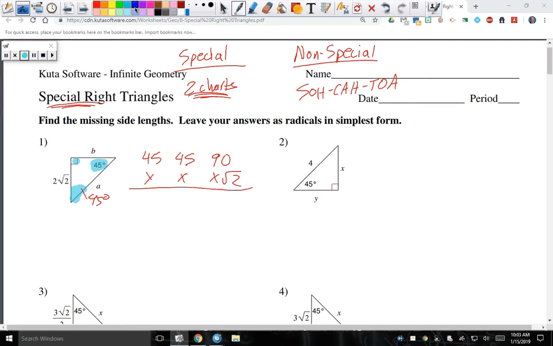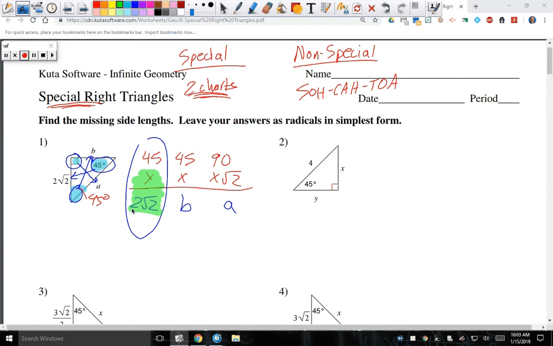Now, I want you to put yourself where the angles are, and you're going to look opposite from where the angles are. This 45, looking opposite, you can put it in the column, is 2 root 2. Opposite from this 90 degree is this little a, and opposite from this other 45 is this b. Okay? The ones that you're trying to solve for are the ones that you can set equal to each other and just solve for x.